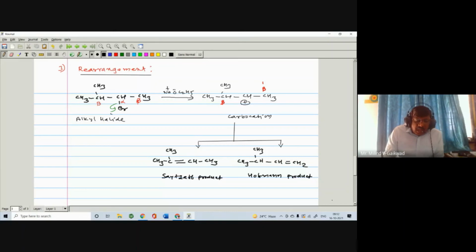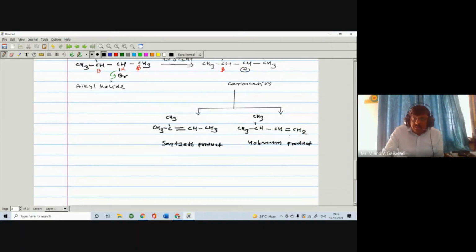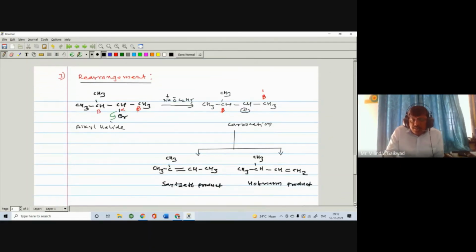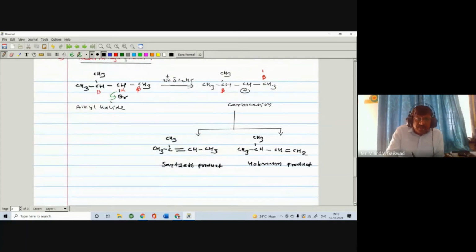But what happened? Apart from this, you are also getting a new product. How is it possible? In the first step, we have seen the formation of a carbocation. I will write this carbocation here: CH3, C, H, CH3, then CH positive, and CH3. This is the carbocation formed in the reaction.